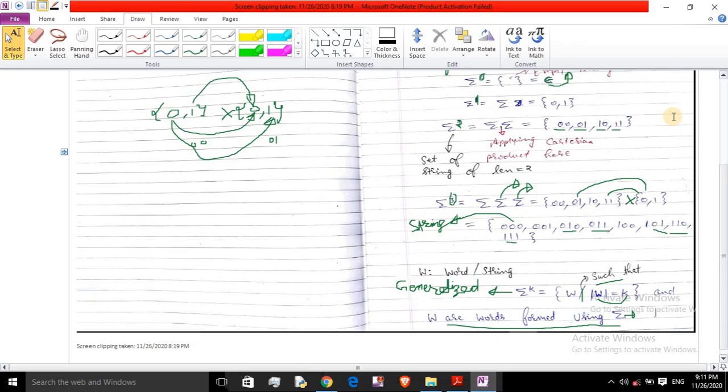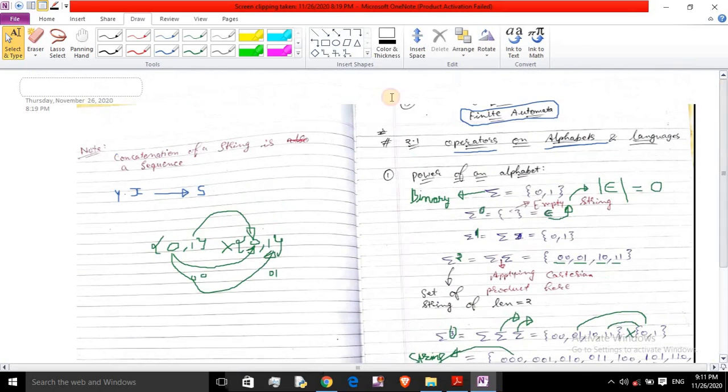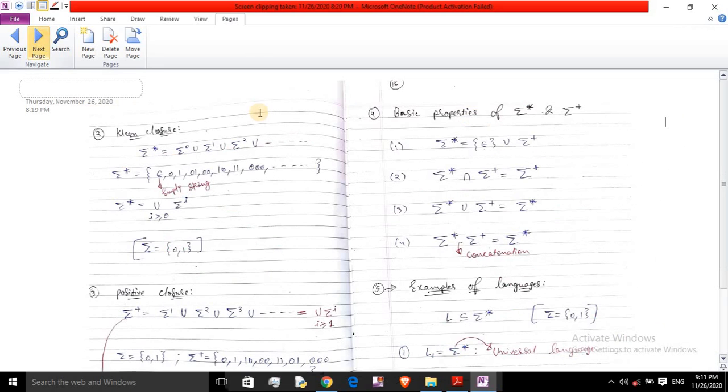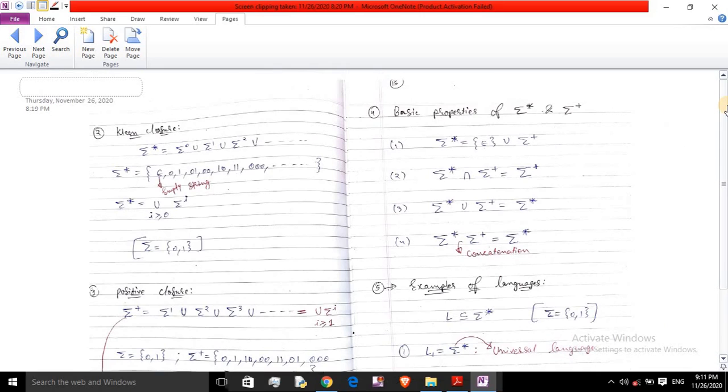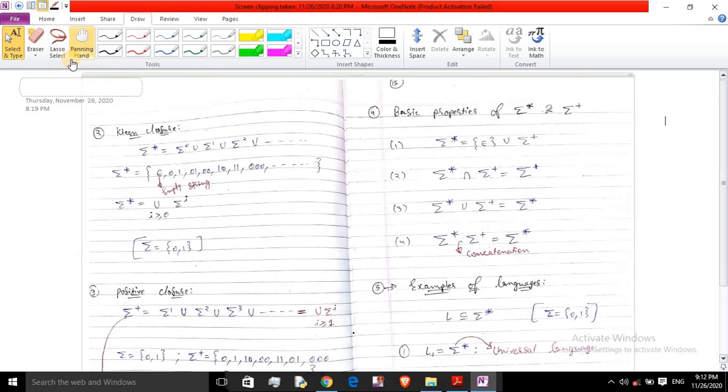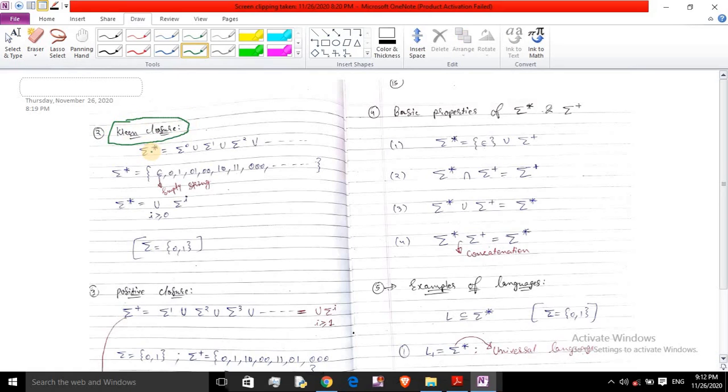Now continue. Moving to our next page for the next topic. It is the Kleene closure. There is some terminology for TOC. We will see what it means. Kleene closure is talking about the universal language.